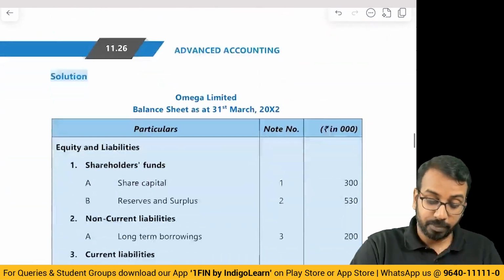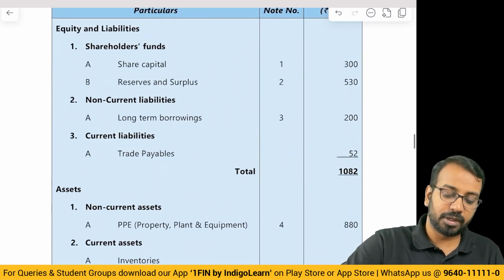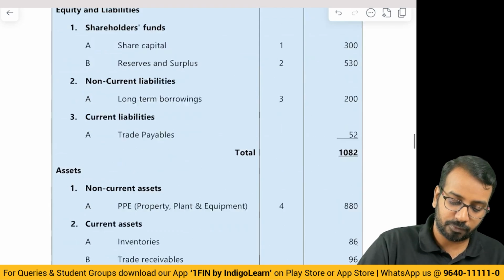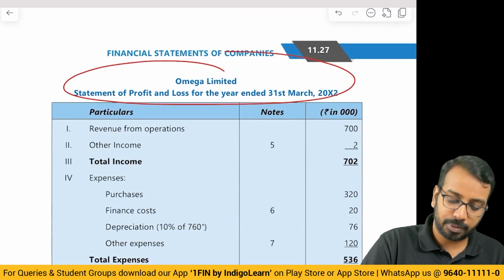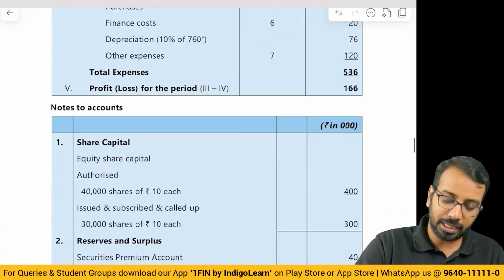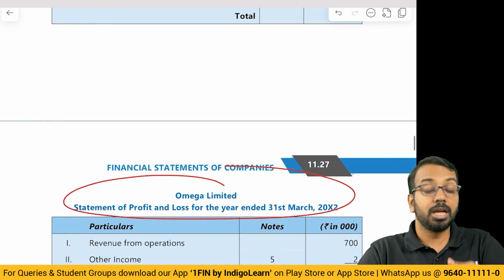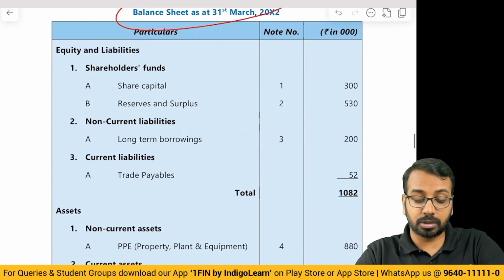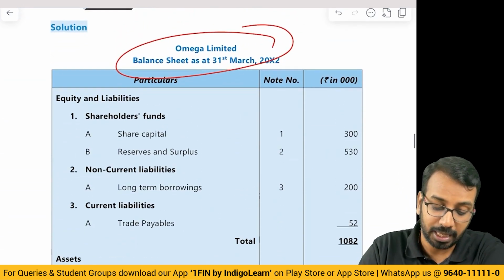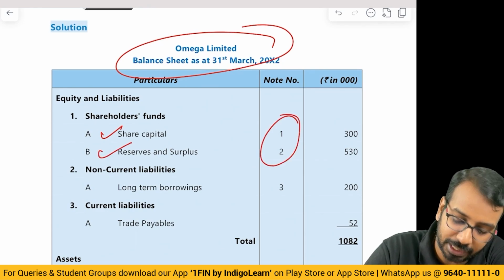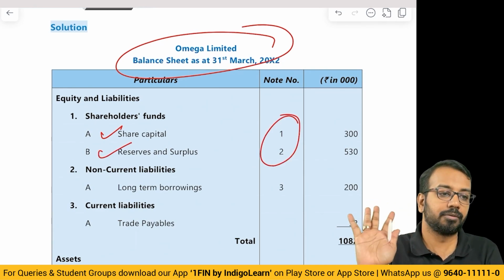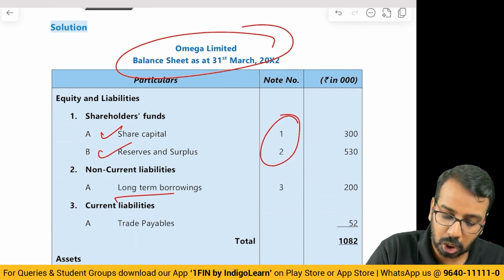Okay. Now, what you will do? See, this much you can fit in a page. So first you will prepare the balance sheet format. Then you will prepare the P&L format, right? And then we will have notes to accounts. Now we will see for which items we need to give notes to accounts and for which items it is not needed. Okay. As I told you, share capital, reserves and surplus are mandatory. You have to give. No choice. Okay. Then long-term borrowings.